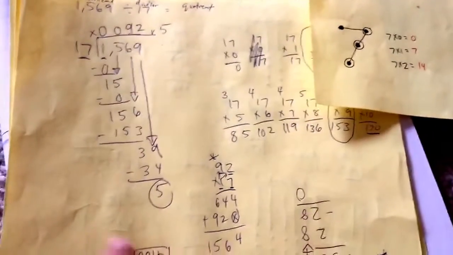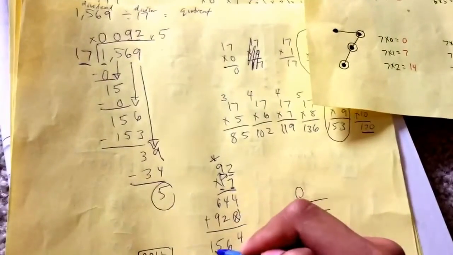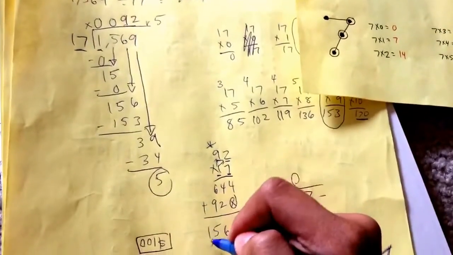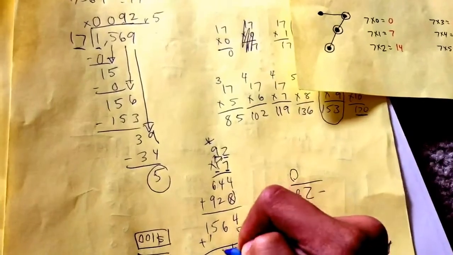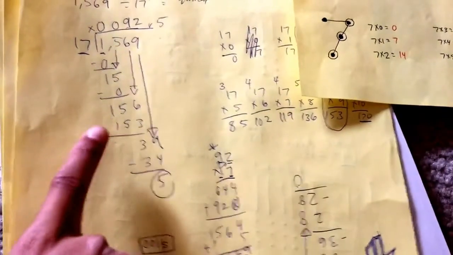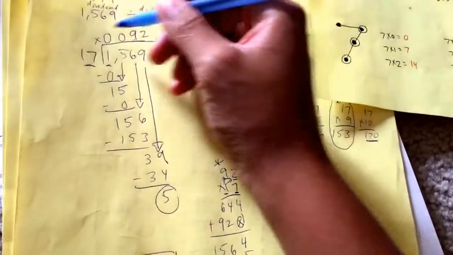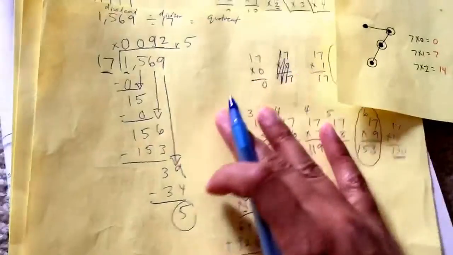At this point, your answer should be close to your dividend, if not exactly the same. The only reason why it's not exactly the same is we have to add our remainder of 5. When we add our remainder of 5, it does equal the same amount, 1,569. So to get full credit, make sure that you are showing all your steps along the way.